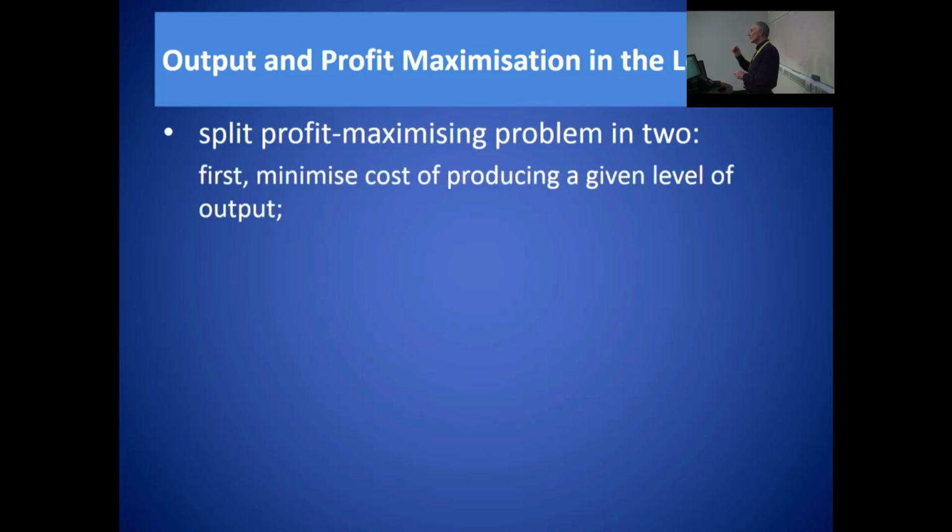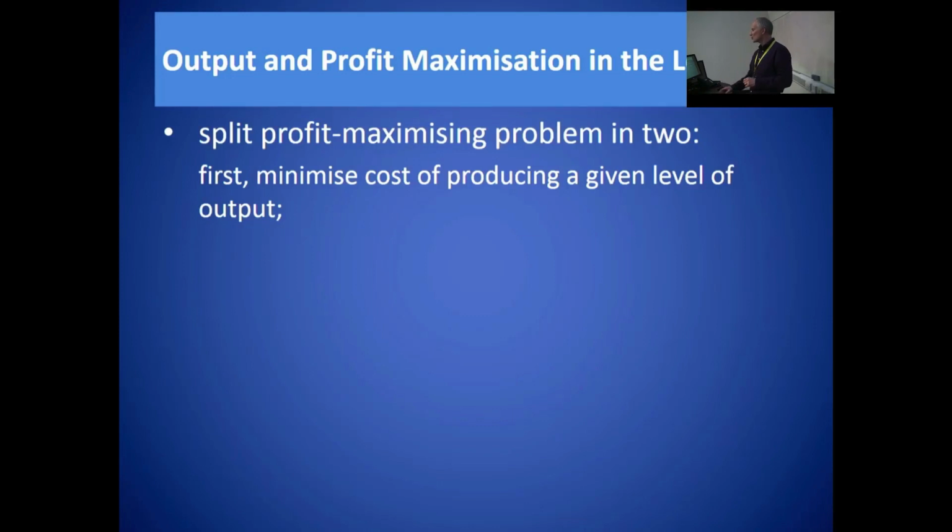So the first thing is, for any given level of output, in what way should a firm combine its factor inputs such that it produces that output for the least cost combination? I.e., what's the cheapest way of combining labour and capital to produce a given level of output? So that's the first step. Find the minimum cost, the least cost combination way of producing any given level of output.